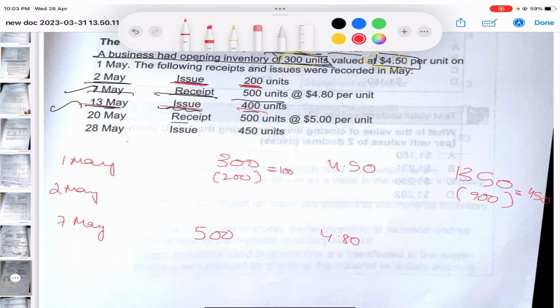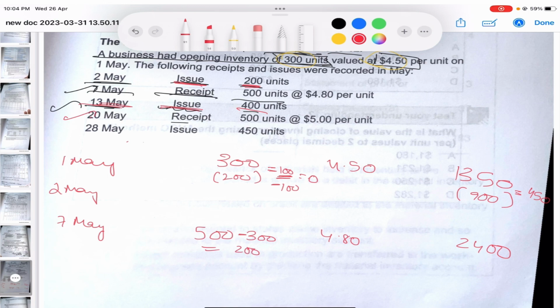Alright. So 500 multiplied by 4.80 is going to give me 2400. Now on 13th May, I issued 400 units. Since it is first in first out, I'll go to my initial stock and minus that. I have to give 400. Here I minused 100, so now this becomes 0. Now the rest 300 I'm going to minus from here, which would give me 200.